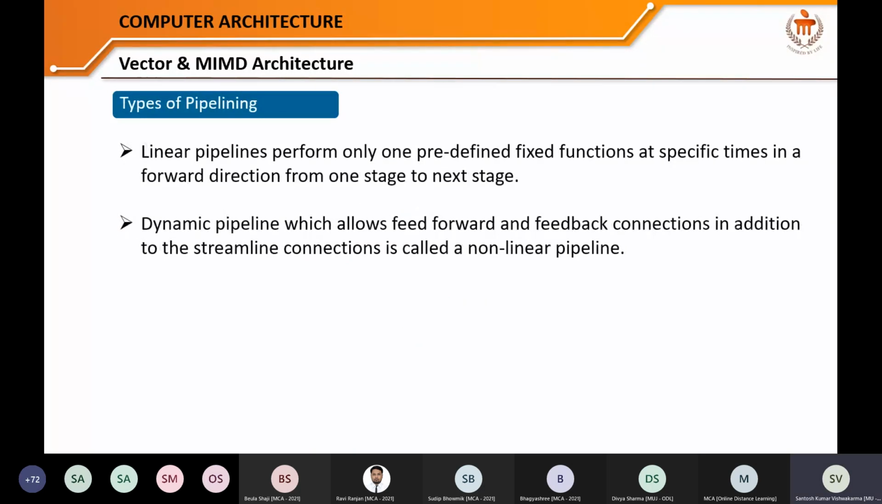Now we can have two types of pipelining. The first is linear pipelines, and the second is dynamic pipelines. A linear pipeline performs only one predefined fixed function at specific times, in a forward direction from one stage to the next stage. A dynamic pipeline allows feed-forward and feedback connections in addition to the streamline connections, and is called a non-linear pipeline. The example we have seen earlier belongs to the first category, that is linear. But dynamic is beyond the scope of our curriculum.